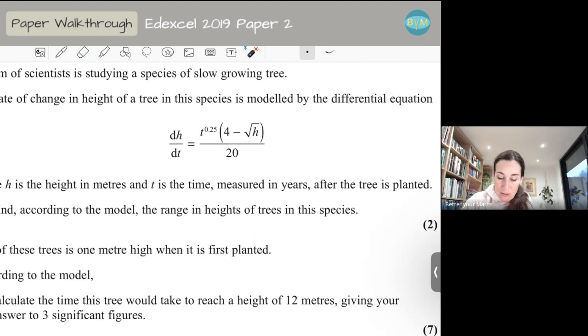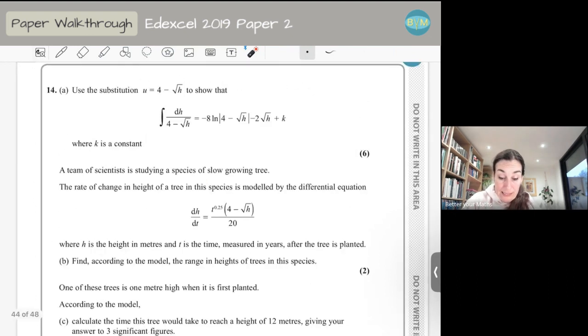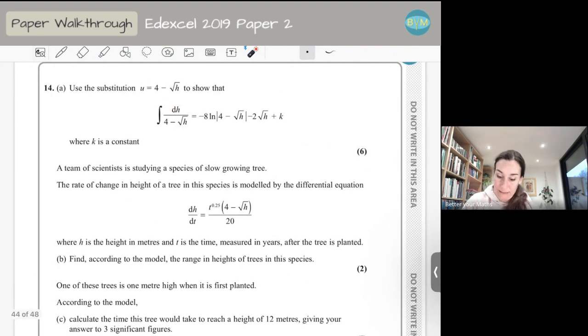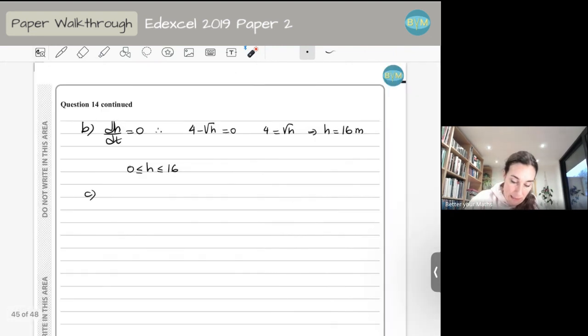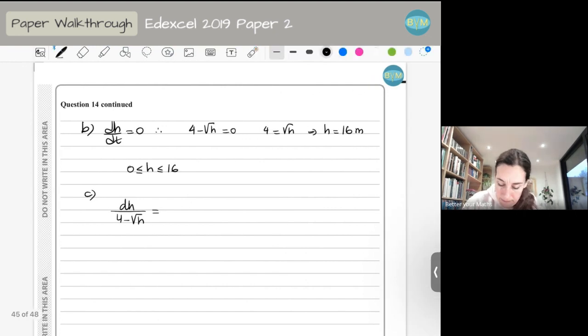To integrate this function, we are going to put the h on one side and the t on the other. So we have dh divided by this thing, which is precisely what we integrated before. So dh divided by 4 minus root h is going to be equal to dt, and then t^0.25 and 20. So I have 20t^0.25 dt.